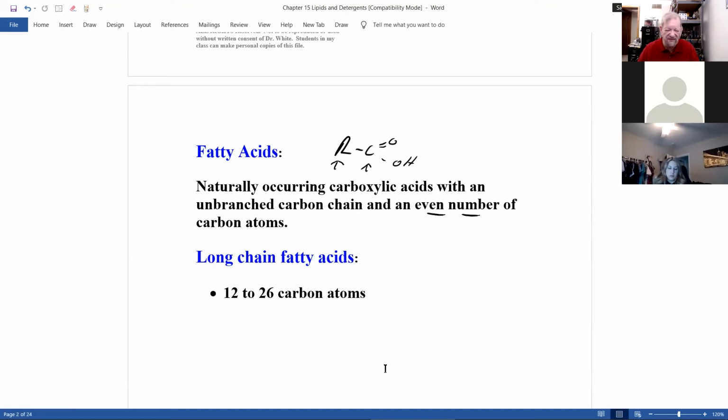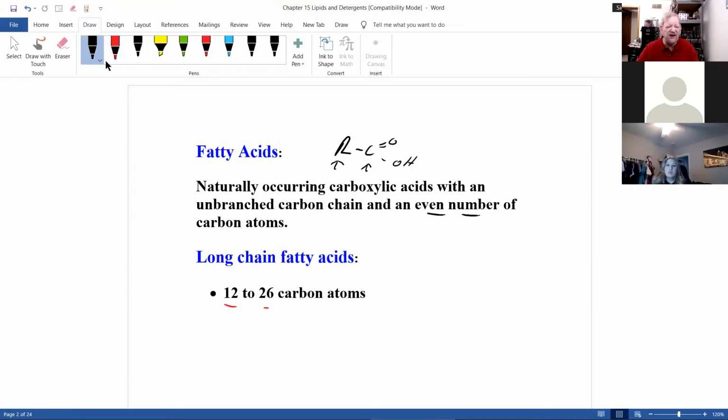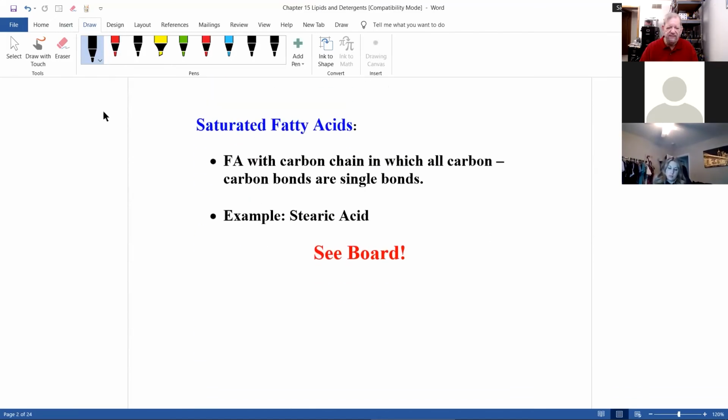And I call them long chain. Fatty acids usually have from 12 to 26 carbons. The most prevalent is around 16 or 18. And I'll never ask you this stuff on a test, but it's something good to know.